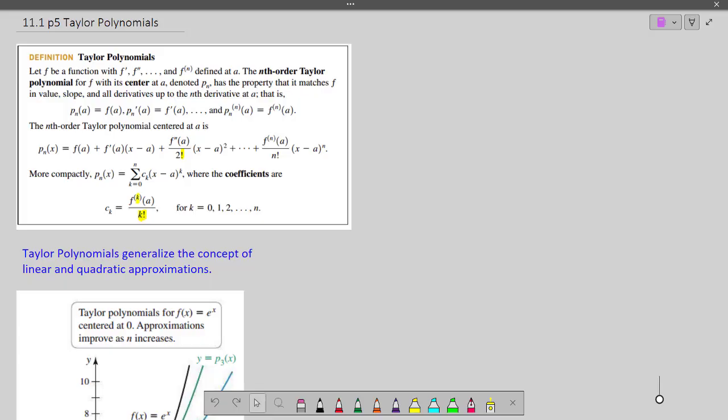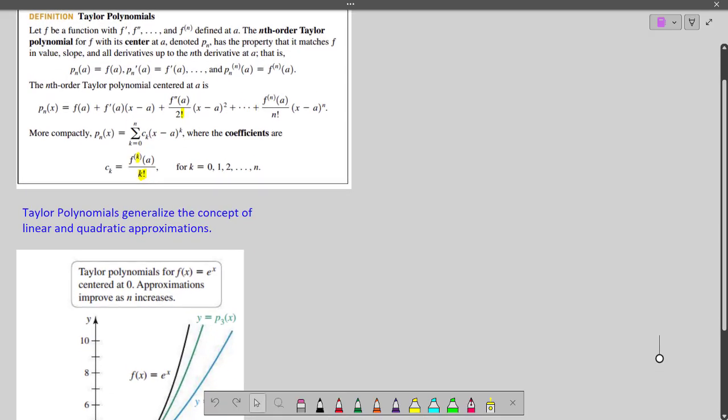So the best linear approximation is p sub 1. Notice it has 2 terms, not 1, because there's a constant and then the power of 1. The quadratic approximation has 3 terms, it's p sub 2. And in general, we refer to them as Taylor polynomials. You can create an nth order Taylor polynomial by going all the way out to the nth power. So the nth order Taylor polynomial, which is p sub n, will have n plus 1 terms.